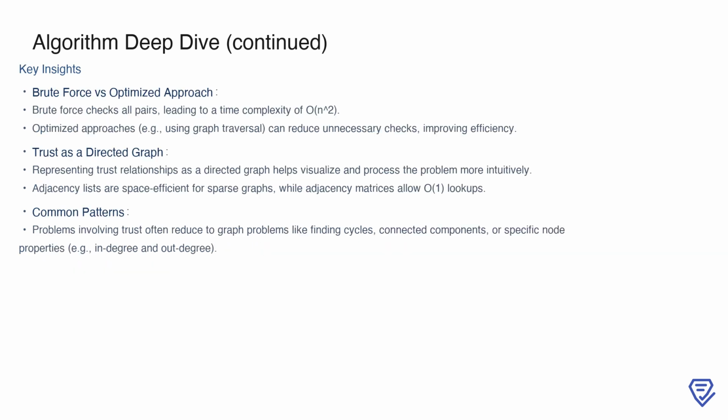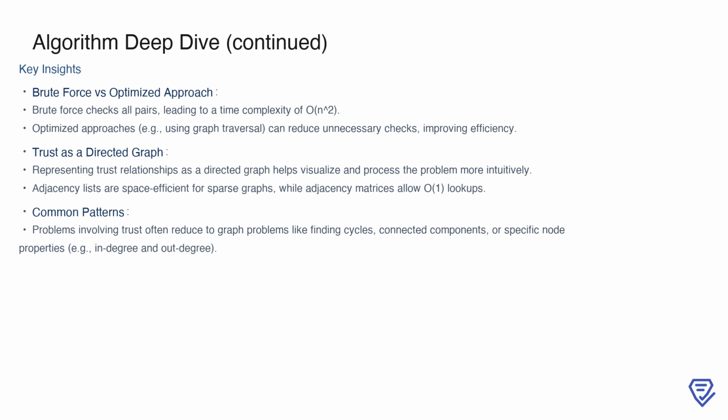Key insights for this problem include understanding the trade-offs between a brute force approach and optimized solutions. The brute force method evaluates all pairs, resulting in a time complexity of O(n²). Optimized approaches, such as leveraging graph-based techniques, can reduce unnecessary computations and improve efficiency. Viewing trust relationships as a directed graph is particularly useful here. For example, adjacency lists are space-efficient for sparse graphs, while adjacency matrices provide constant-time lookups.